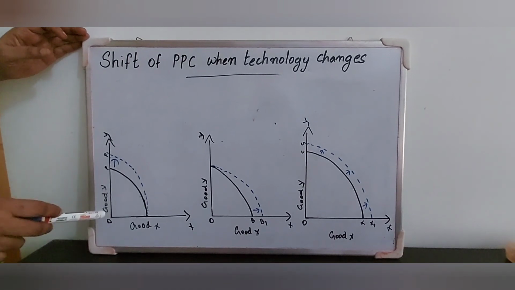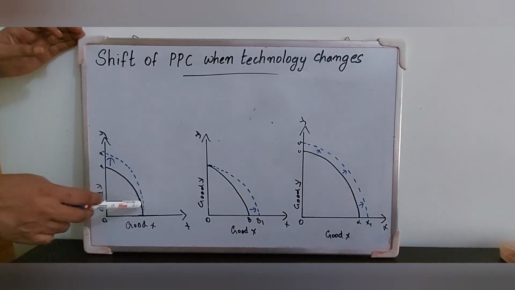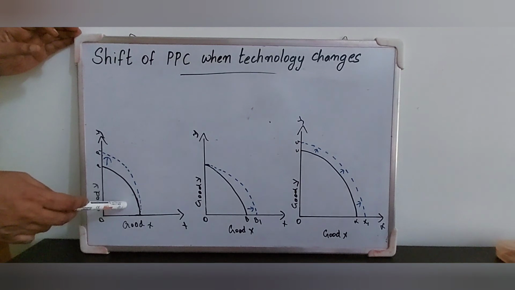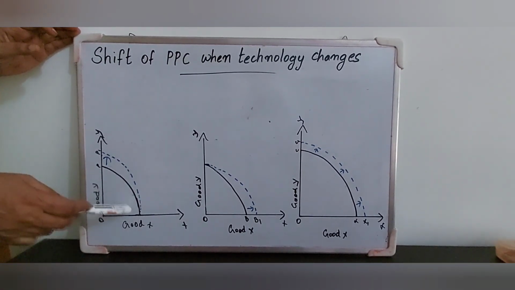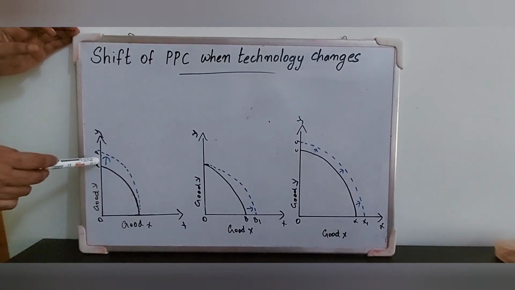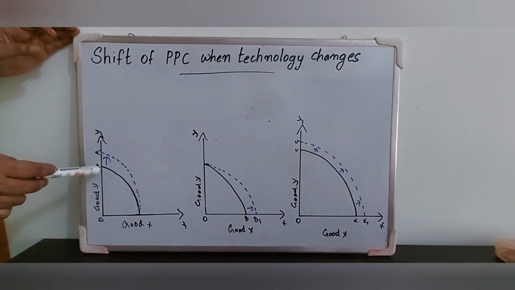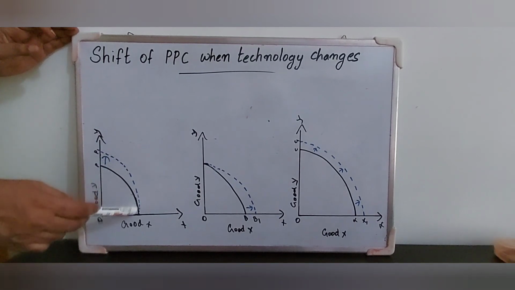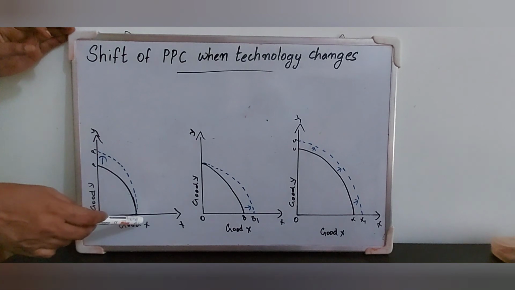See the first figure. If the technology favors the production of good Y more, then the PPC will look like this. That is, compared to good X, more of good Y is produced. So what happens here? Here the production of good Y is increased from P to P1. So this will be the nature of the production possibility curve. Good X production is not changed.